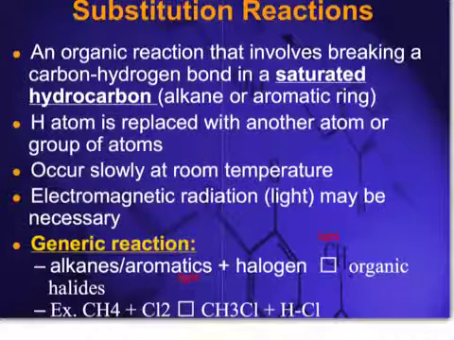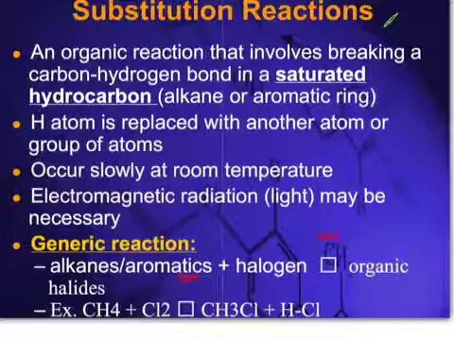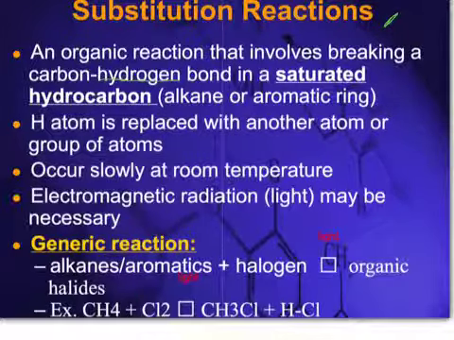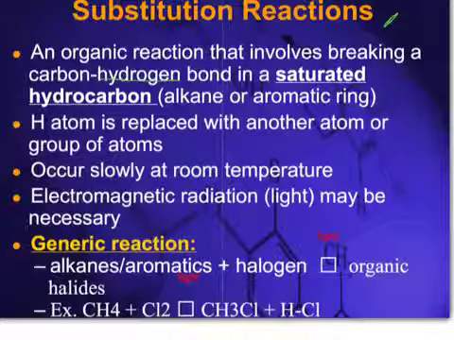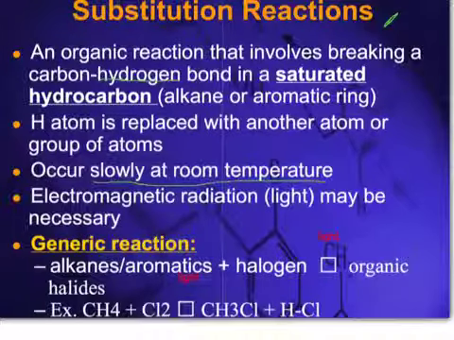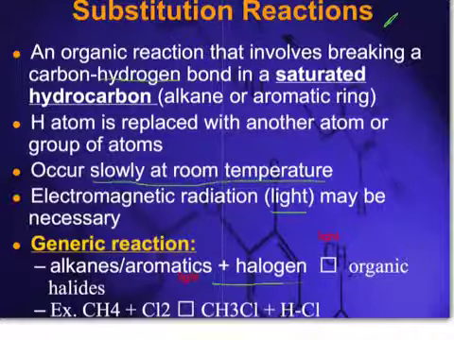Another way that organic halides can be produced is through the use of substitution reaction. As the name suggests, one of the hydrogens is substituted with a halogen. This occurs in a saturated hydrocarbon, either an alkane or aromatic molecule, and it occurs quite slowly at room temperature. Therefore, to increase the rate of the reaction, we can either use light or a catalyst. In general, the formula is that an alkane or an aromatic reacts with a halogen to produce an organic halide.